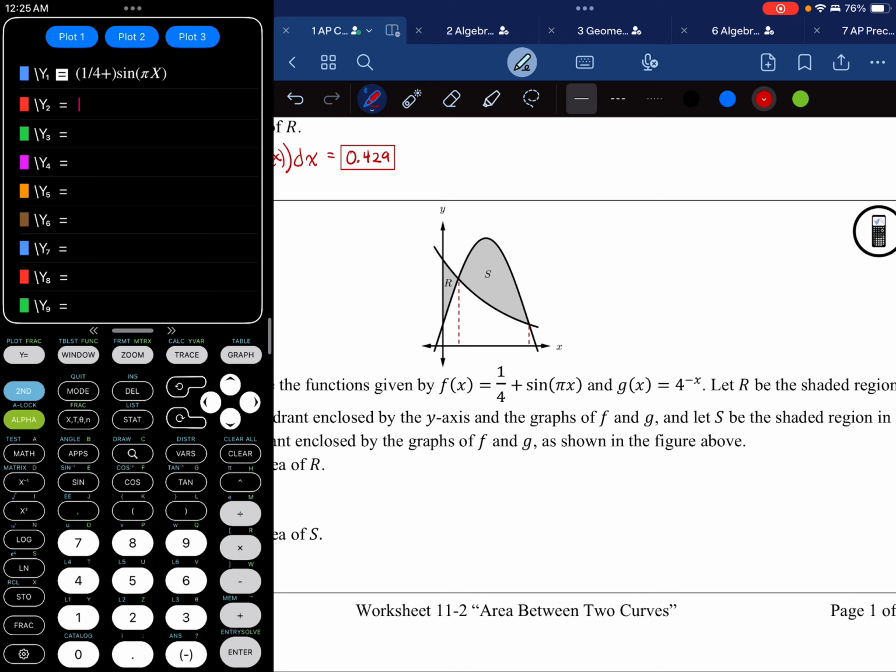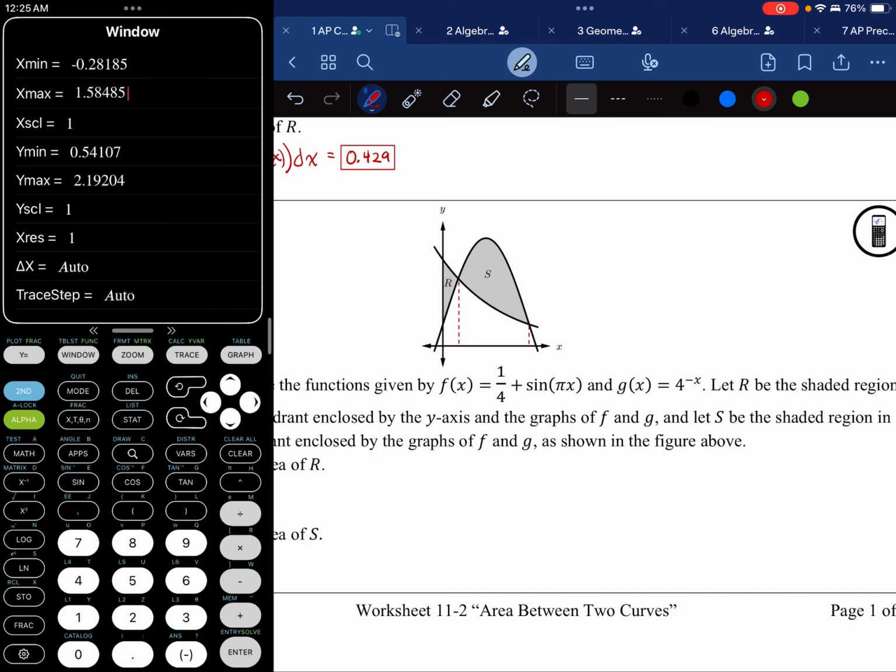Okay, g of x is going to be 4 to the power of negative, oh, not cosine, 4 to the power of negative x. I just hit delete to get rid of that. 4 to the power of negative x. Excellent. What do I think my bounds are going to be? Window, well, x min is about 0. X max, let's change it to a 5 just to see what's going on. I'm going to hit zoom 0.